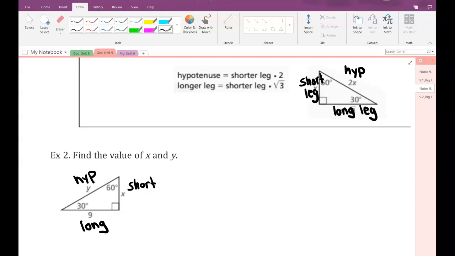All right, first thing I'm going to do is figure out what X is, my shorter leg, because that's one thing I'm given for sure. I know that my long leg is equal to 9. So you have 9 is equal to our shorter leg, which we said was X, times the square root of 3.